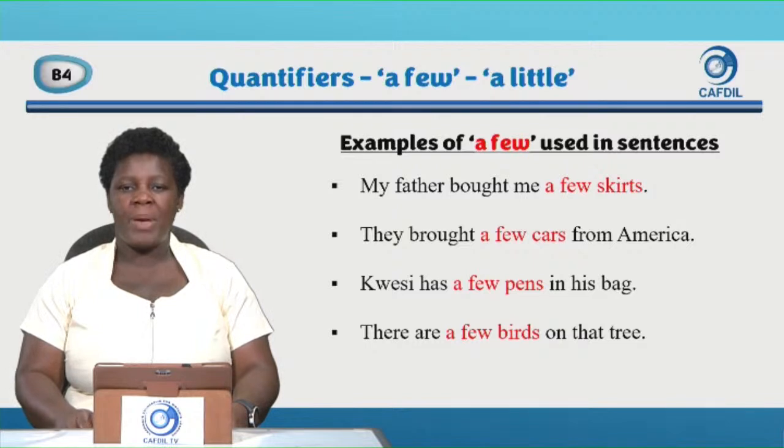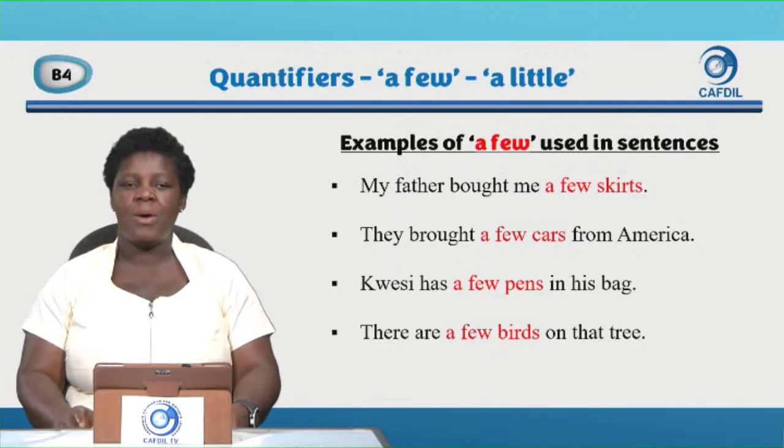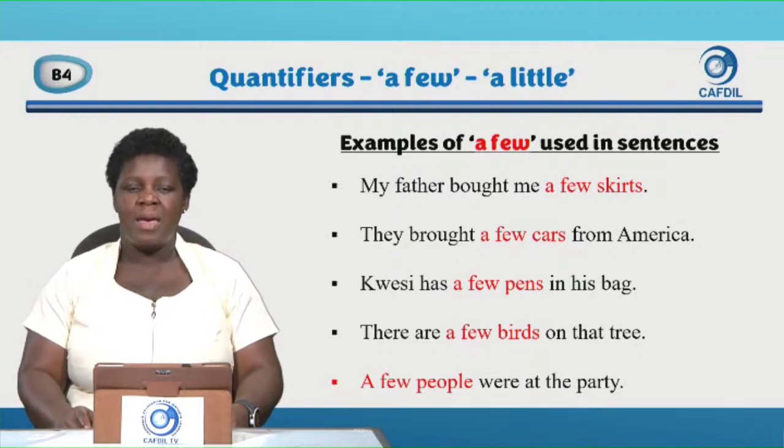There are a few birds on that tree. So a few and then birds. You can count as many birds as you want. So birds are countable nouns. A few birds. A few people were at the party.